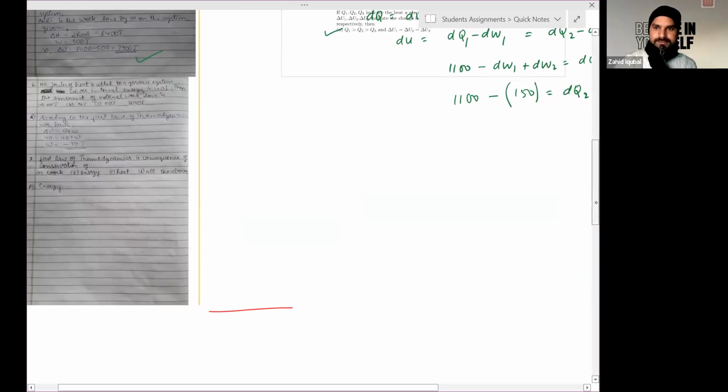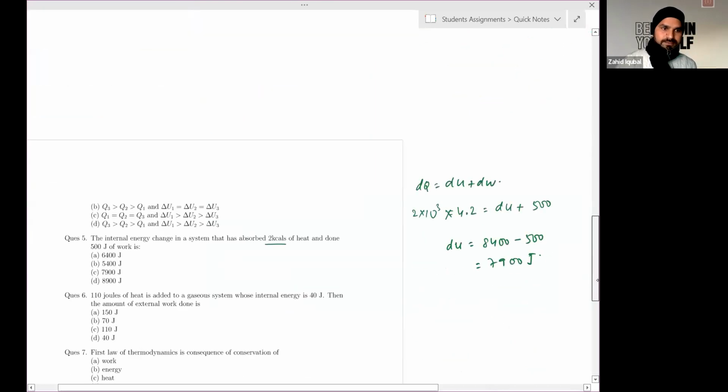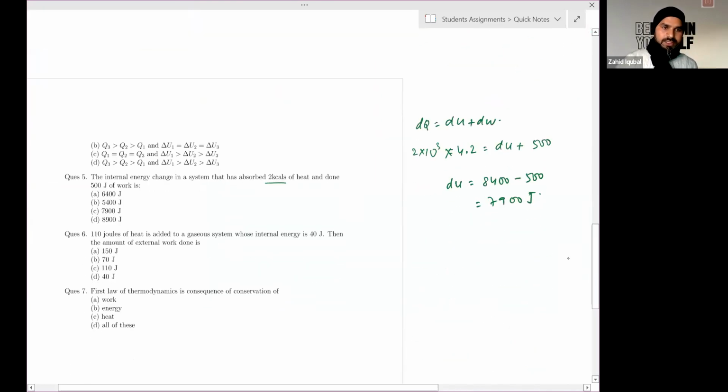Next, 110 joule of heat is added to a gas system whose internal energy is 140 joule. Then the amount of external work is: work done will be dq minus du. So 110 minus 40, that will be 70. Option B.